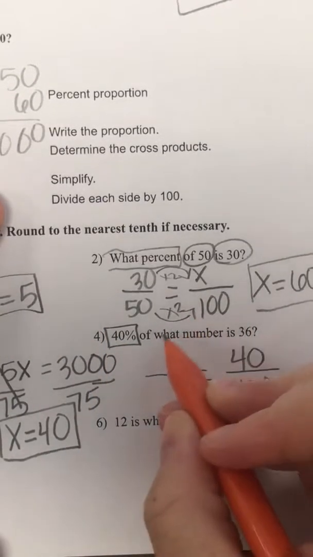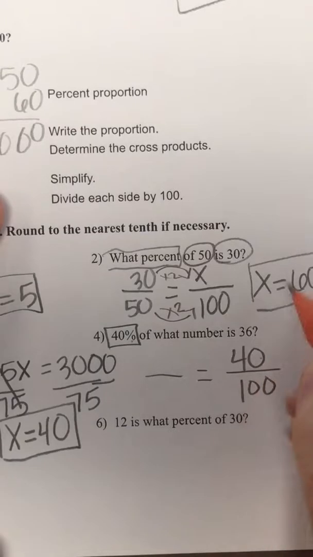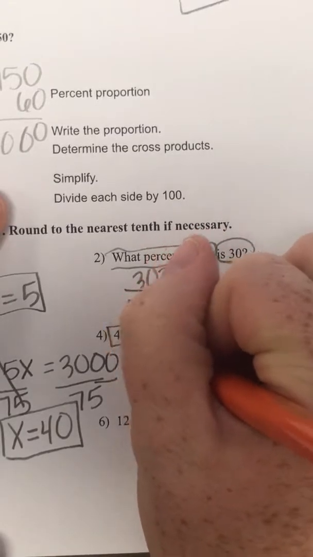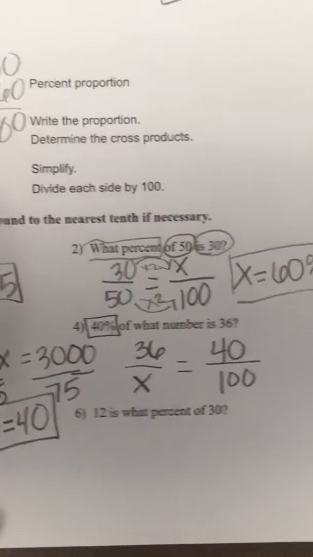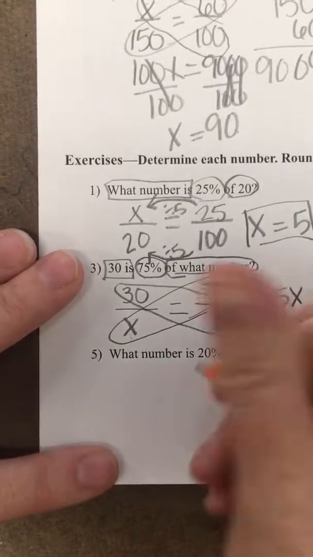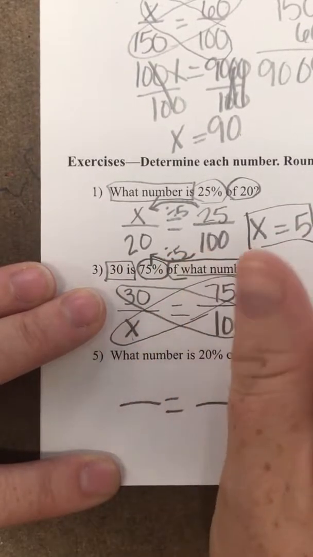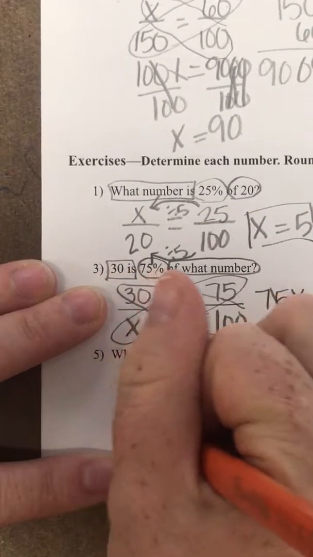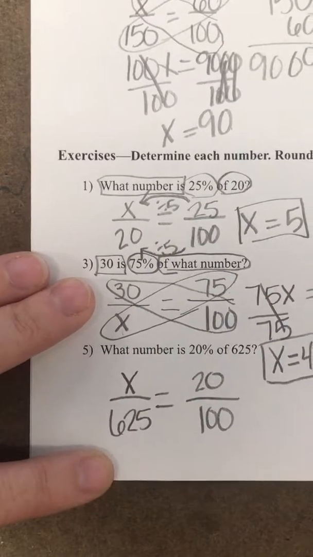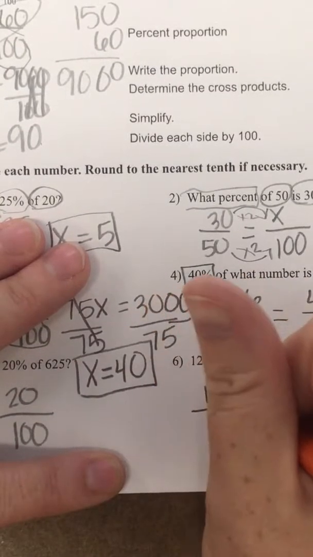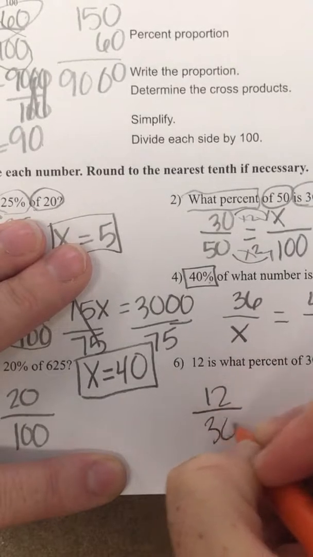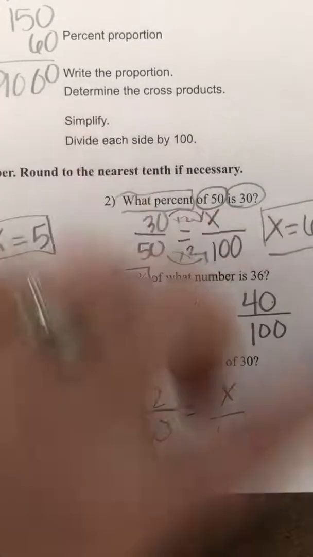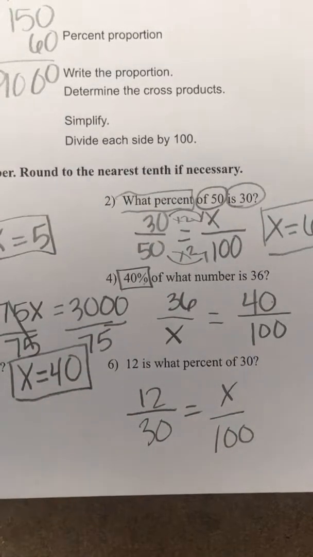Okay, even though of is with the percent right here, we still put it in the percent category because it's a percent. Of what number is the question mark? And then 36. So that's how that one would be set up. Number 5. 20% out of 100 of 625. There's our X. And then the last one is 12 is what percent of 30? Okay, so you can solve all those, but I'm just having you set it up so that you can see what's happening and what's going on.